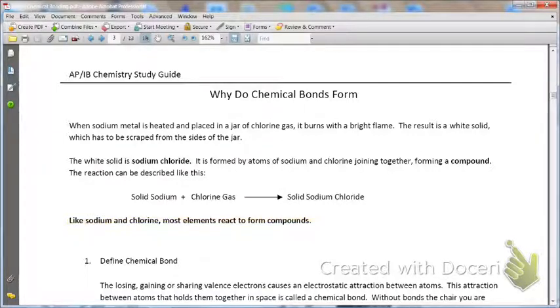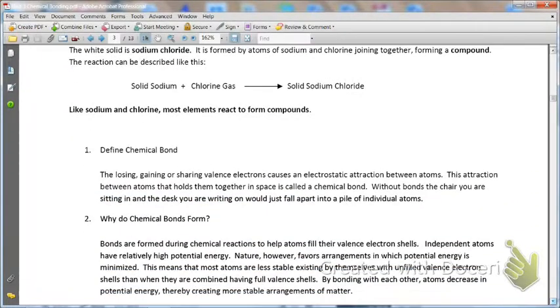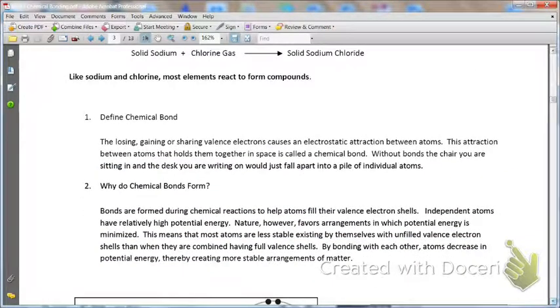So that's what we're going to address right now, but before we do that, we need to define what a chemical bond is. And so in your study guide there, I have a definition for you, and I'm just going to point out or highlight some important points here in your notes. It says the losing, gaining, or sharing of valence electrons causes an electrostatic attraction between atoms. Now, that electrostatic attraction between atoms is essentially the chemical bond. So this attraction between atoms, holding them together in space, is known as that chemical bond.